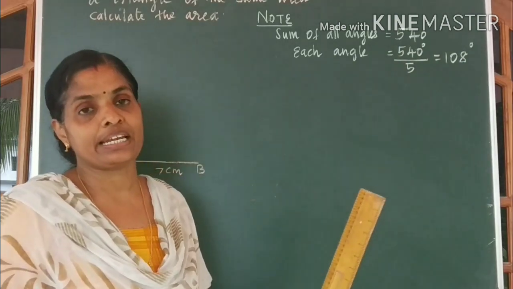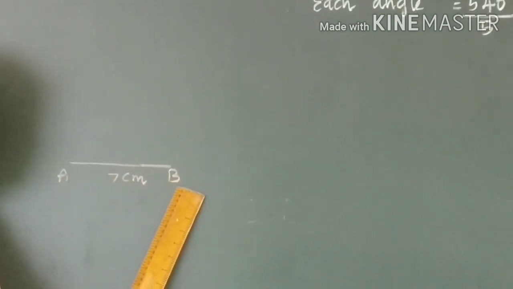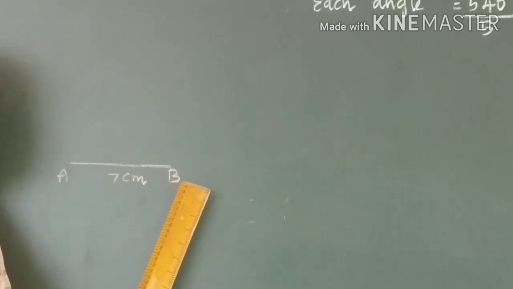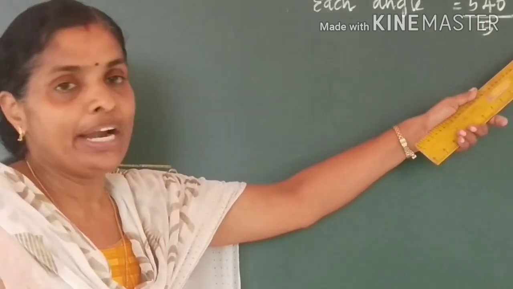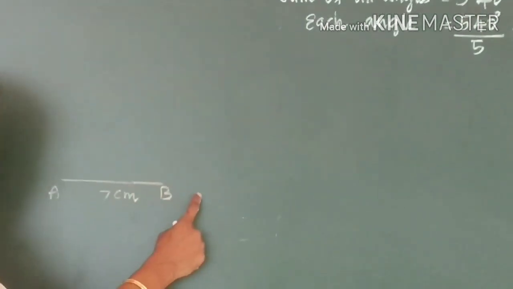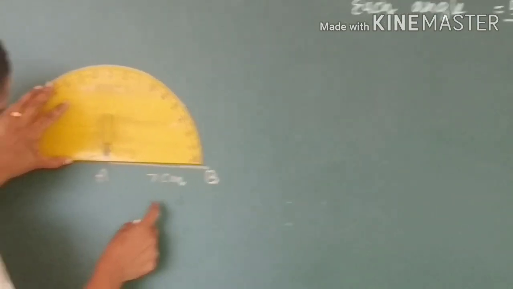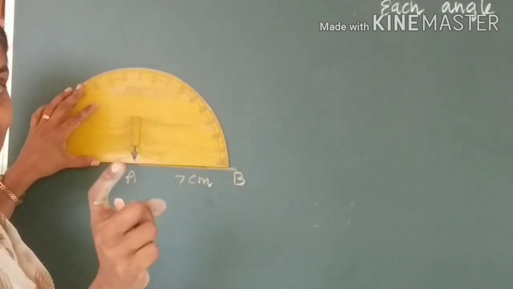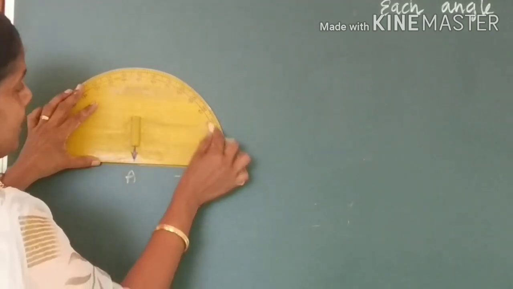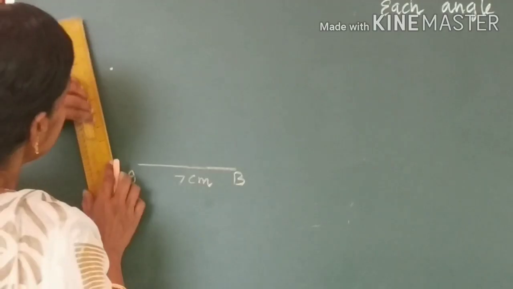Now come to the construction. Draw a line AB of any measure. See, I have drawn a line AB of 7 centimeters. Then what should I do? I have to measure 108 degrees at both the vertices A and B. Use your protractor. Keep your protractor at A and measure 108 degrees. So here I have marked 108 degrees.